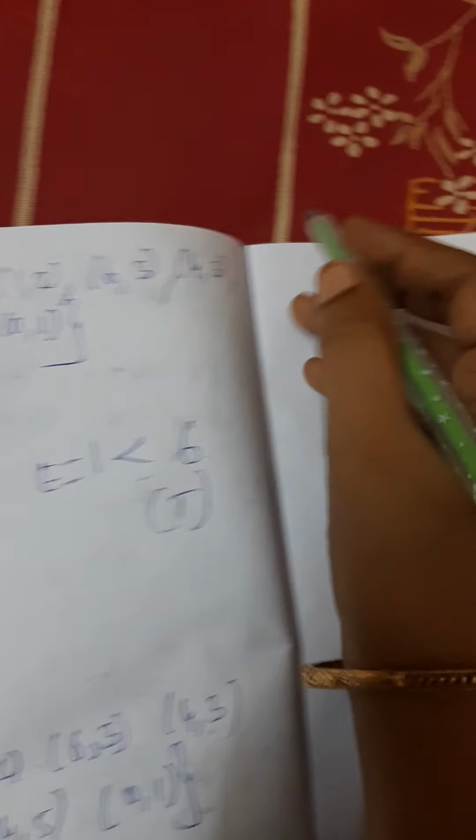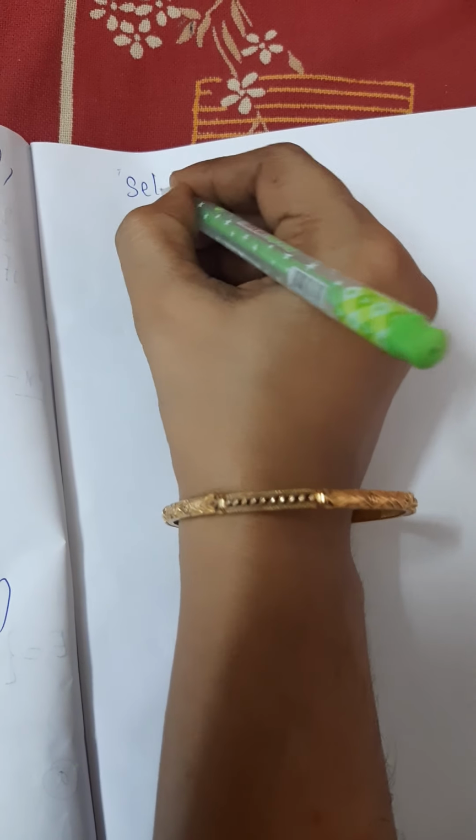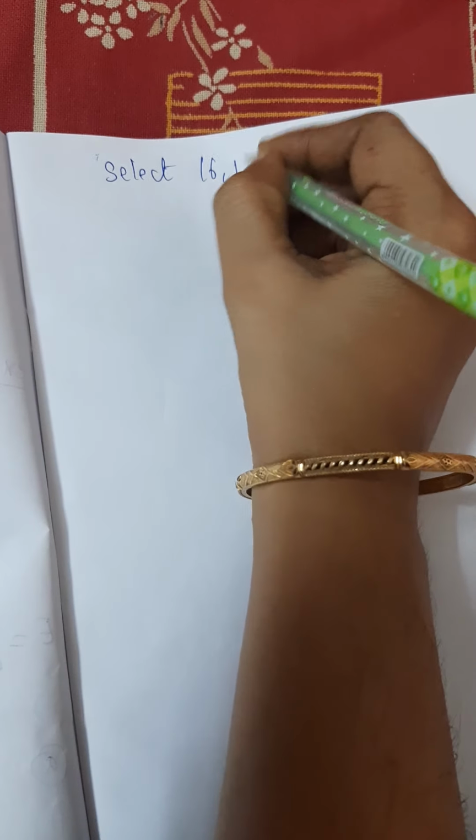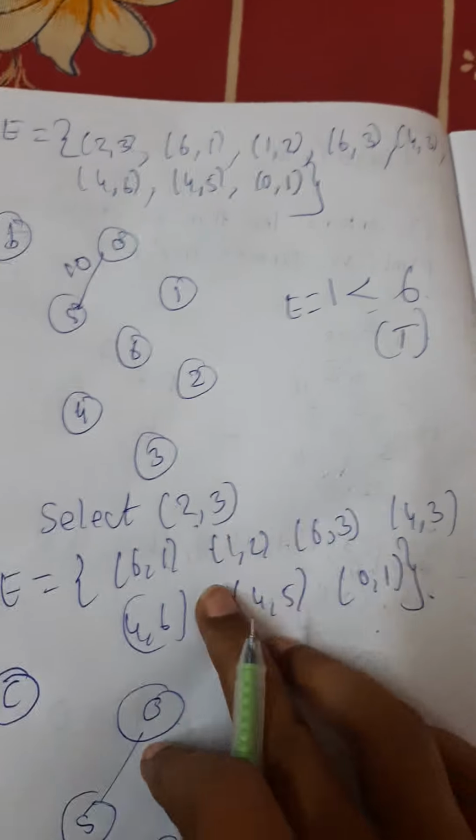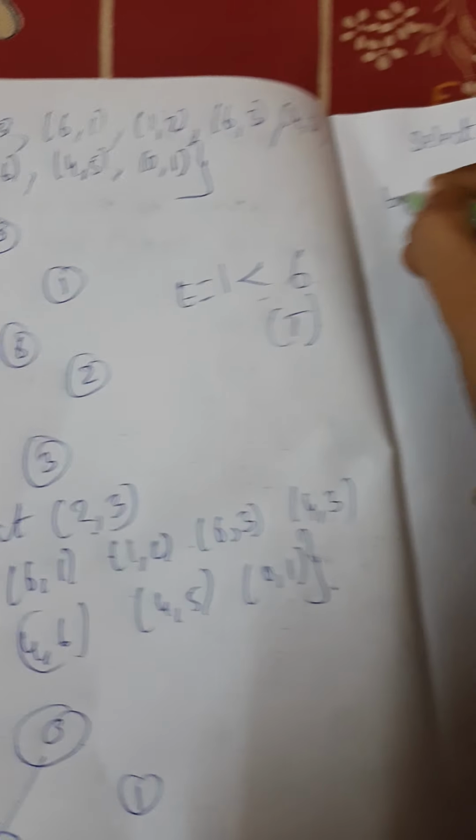Now I will again select the next edge. I am selecting 6 1, and I will remove 6 1 now. If I remove 6 1, what will I get?